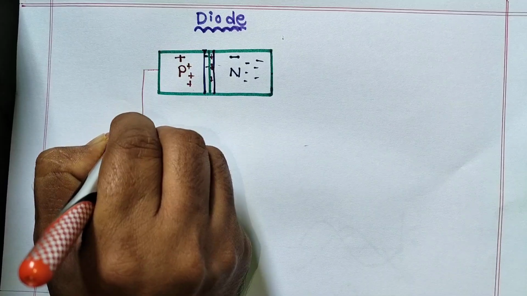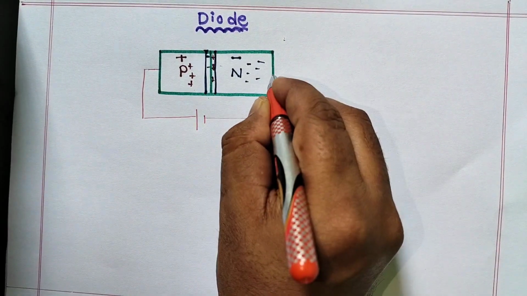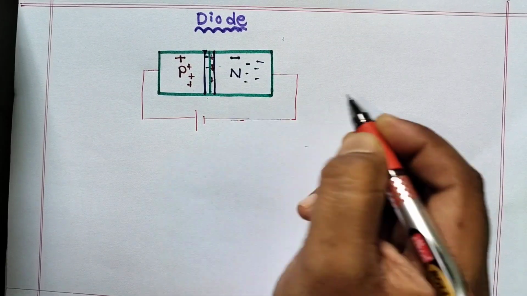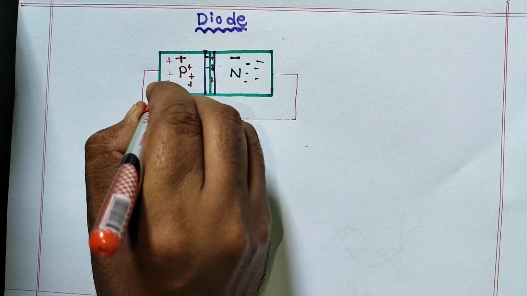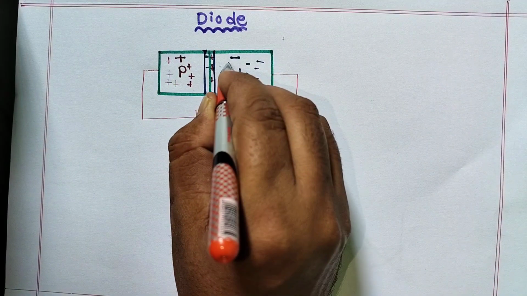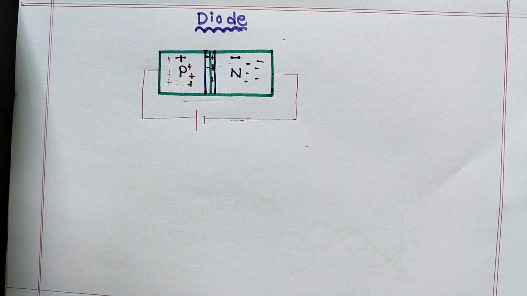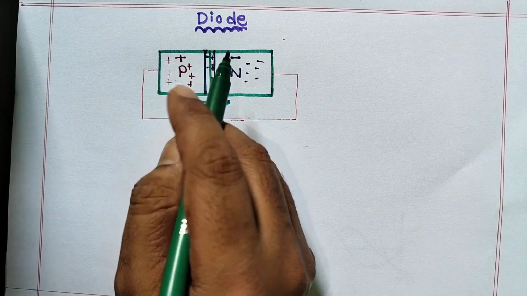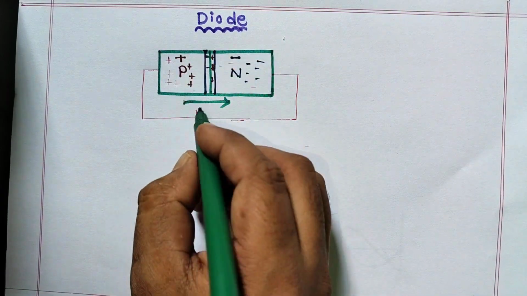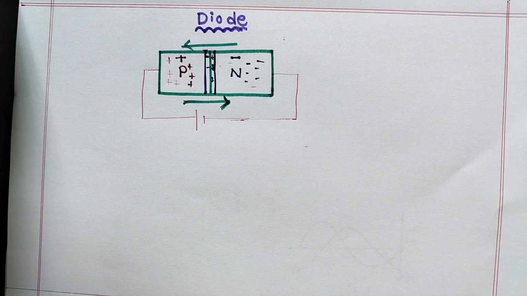Suppose I connect the positive terminal to the P side and the negative to the N side. What happens? Here more positive charge will come, and here more negative. So the current can easily flow from P to N, because the positive will attract the negative, so the electrons flow like this and the current will flow like this. This condition is called forward bias.